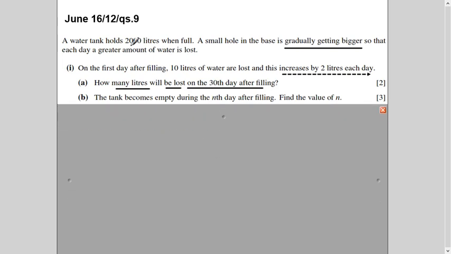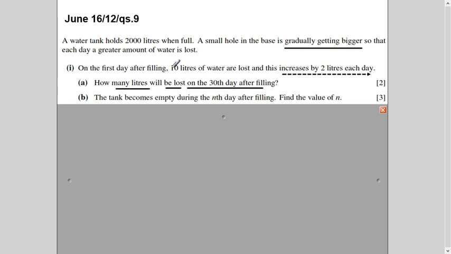In a water tank, which can hold 2000 liters of water, a small hole in the base is gradually getting bigger, right? And hence water is losing. So on the first day after filling, 10 liters of water is lost, and then increasing by 2 liters each day. So the two questions are, number one, how many liters will be lost on the 30th day, and how many days it will take to get the tank empty?